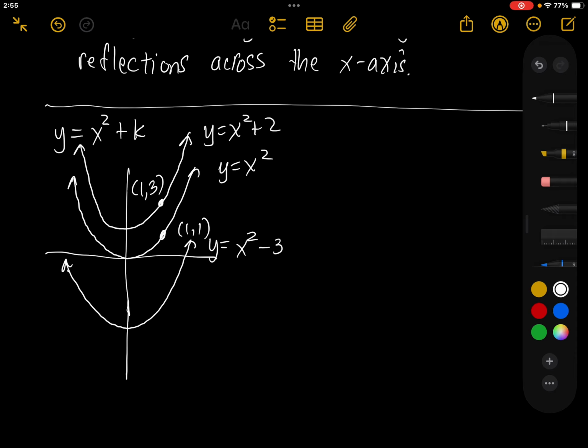Similarly, if you plug in x equals 1 into x squared minus 3, you get this point 1 comma negative 2, which is 3 units below 1 comma 1. And if you imagine doing that for all the values of x, you'll see that to get from y equals x squared to y equals x squared minus 3, you move down 3 units.